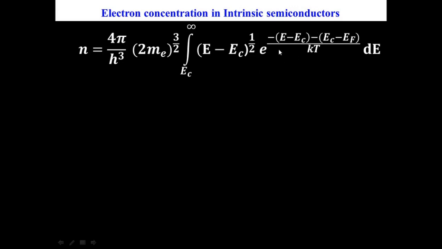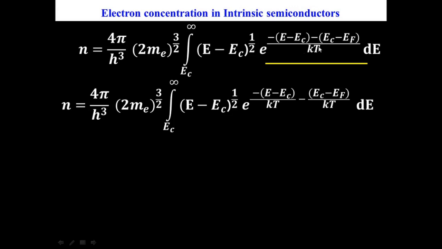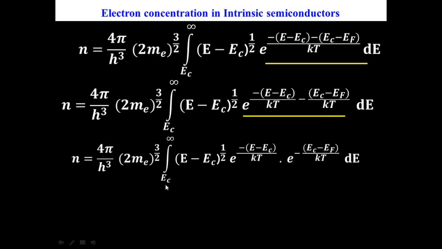We know that by the rule of exponentials, e to the power a plus b can be written as e to the power a into e to the power b. Suppose this is a and this is b, and kT is common to all these terms, so we can separate it as the common denominator. So e to the power minus (E minus Ec) by kT minus (Ec minus EF) by kT, into dE. Now it is in the form e to the power a minus b, which can be written as e to the power a into e to the power minus b. So we will split this exponential: e to the power minus (E minus Ec) by kT into e to the power minus (Ec minus EF) divided by kT, into dE.